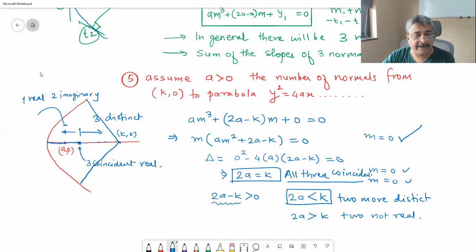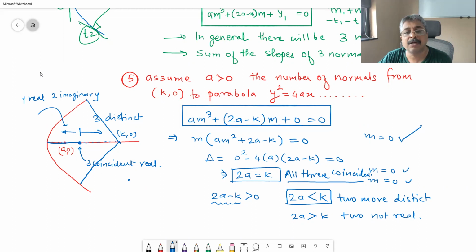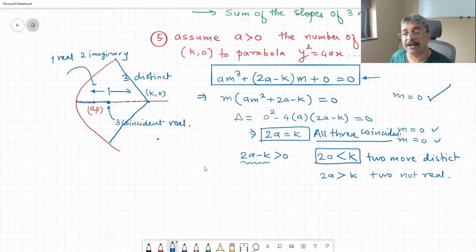Suppose this point is anywhere here, then can you tell the nature of the normals, how many will exist, etc.? That will depend on the cubic that you solve, whether it is a solvable cubic or not, and what is the nature of roots of this cubic expression. We need to learn something more about cubics, which we will learn eventually. But at the moment, if the point is on the x-axis, then we can characterize it and tell about the normals that we get.